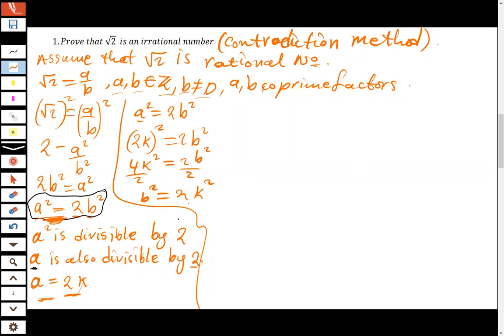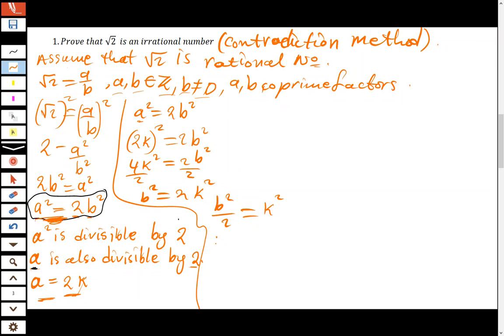How do I know that? Because this statement can also be written as b squared over 2 is equal to k squared, when I divide both sides by 2. So this implies that when I divide b squared by 2, my answer is k squared. So 2 can go into b squared. How many times? k squared times.